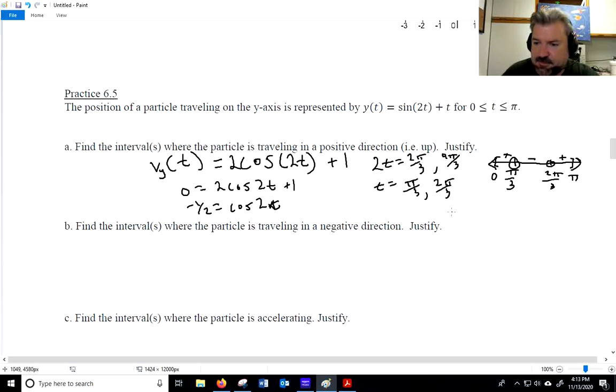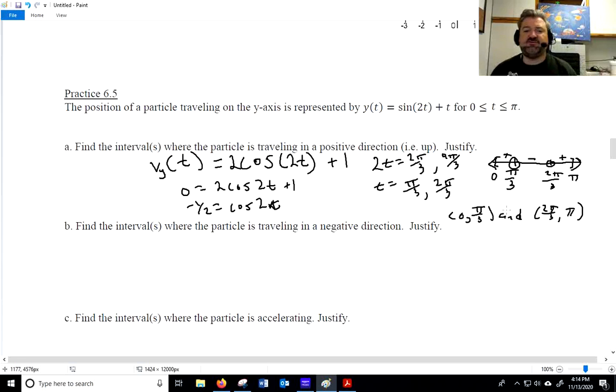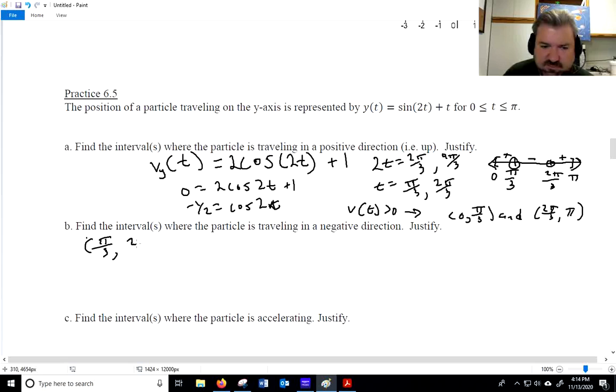So when are we moving up? On 0 to pi over 3 and 2 pi over 3 to pi. How do I know? Because v is positive. All right, I should probably write a complete sentence, but I'm running out of room. Find the intervals where the particle is traveling in a negative direction. Well, we basically already did that, right? That would be pi over 3 to 2 pi over 3, because v of t is negative.